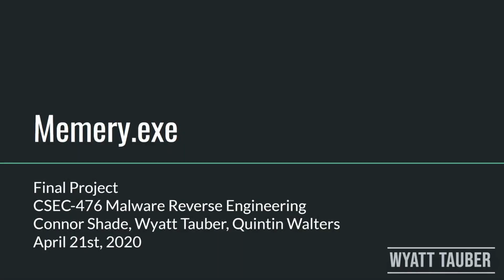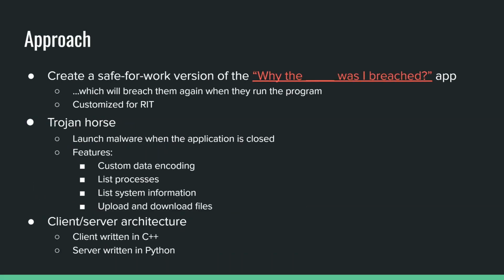Hello. We will be walking you through the malware project that we created for our RIT CSEC-476 Malware Reverse Engineering class. The malware we created for this project is a safe for work version of the Why Was I Breached app that was created online a few years ago. This program will generate an excuse for a data breach that occurred, and we also customized it to have sayings specifically for RIT. However, this program will be a Trojan horse.